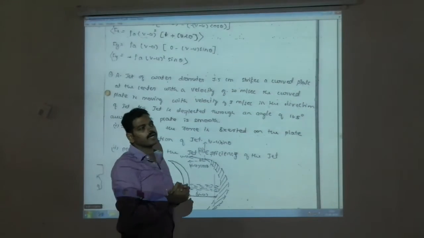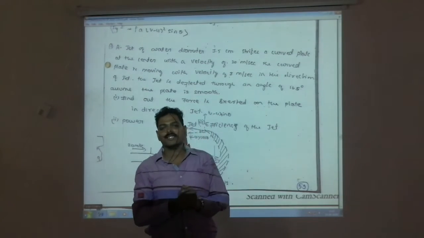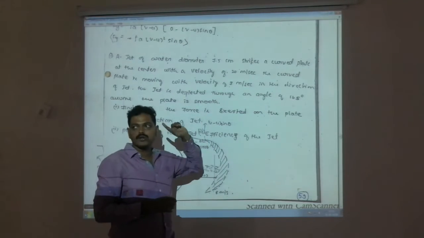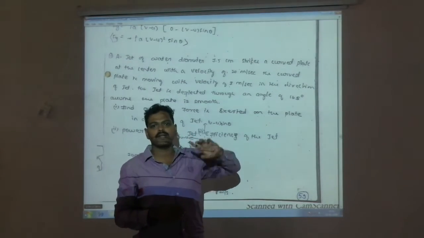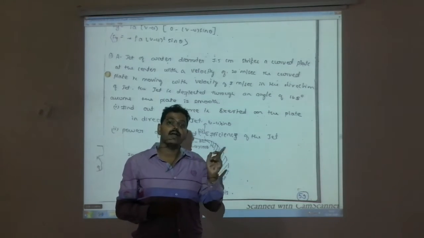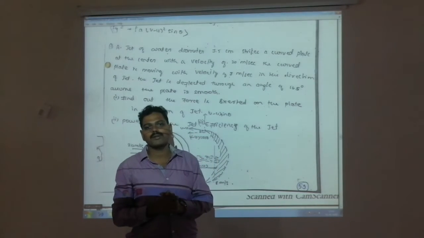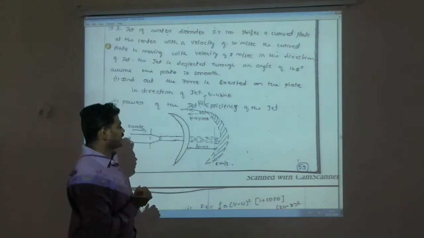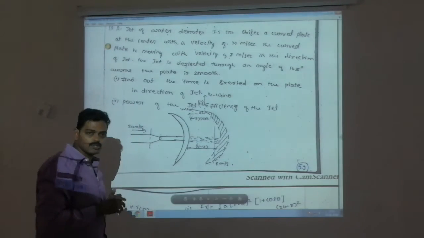So if the jet is acting on the moving curved plate exactly at the center, Fx will become rho a v minus u whole square into 1 plus cos theta, and Fy will become minus rho a v minus u whole square into sin theta. We should remember these two equations for the numericals. So now it is the numerical part.